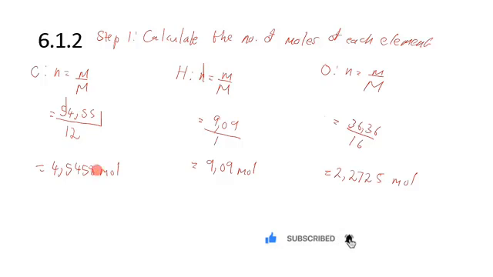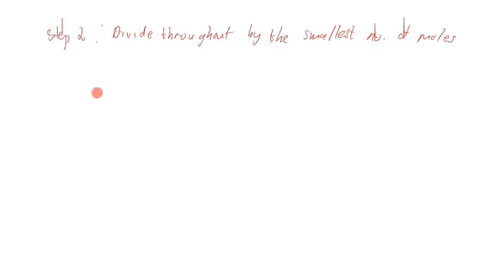In step number 2, we want to divide throughout by the smallest number of moles. So we want to look at the smallest number of moles here and divide throughout by it. Looking at our values here, we can all agree that the smallest number of moles is this one, 2.2725. So we're just going to divide every value by the smallest number of moles.